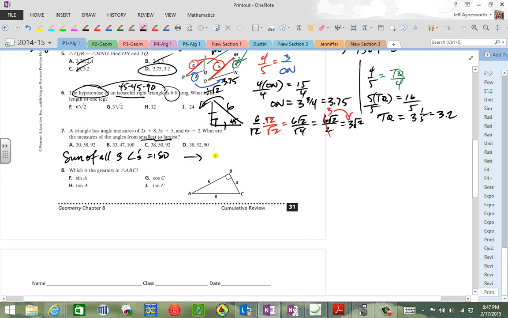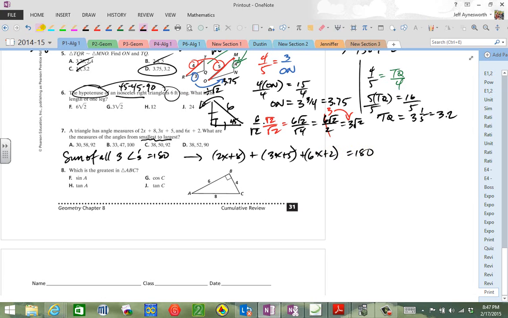It means 2x plus 8 plus 3x plus 5. You don't need the parentheses, but I'm going to put them in just so I can emphasize something here. Plus the third angle is equal to 180. Now algebra skills come in. Add like terms. So 2 and 3 is 5 plus 6 is 11. So I have 11x here plus 8 plus 5 and a plus 2. So that's 10 and 5, 15. So plus 15 is equal to 180.